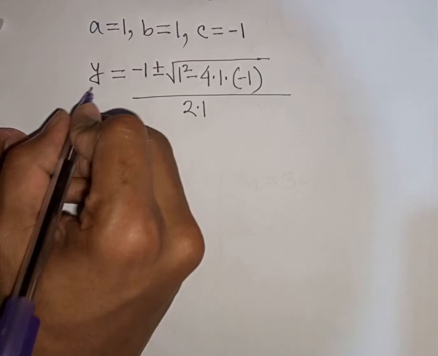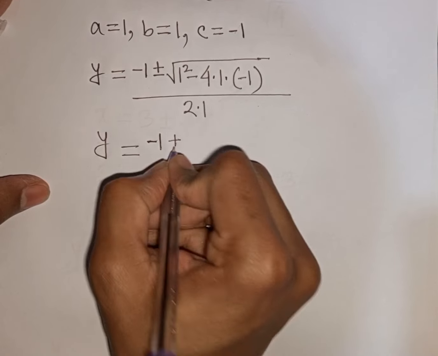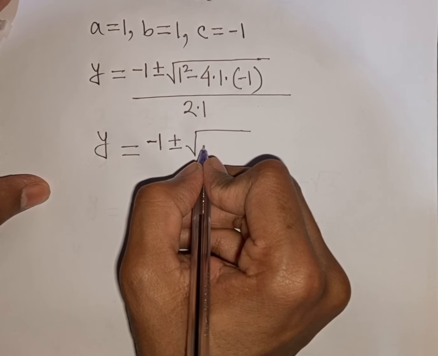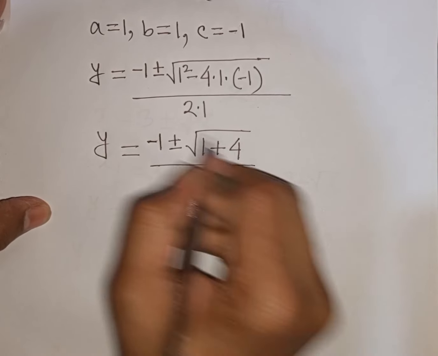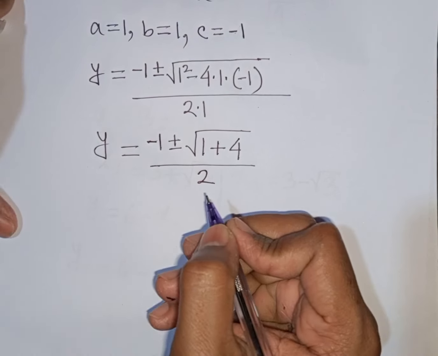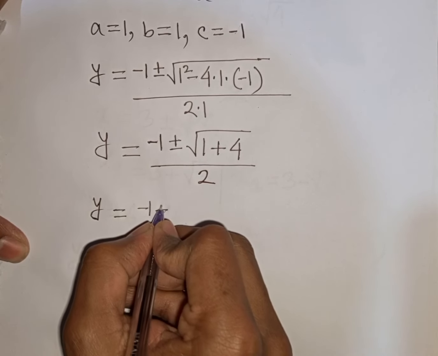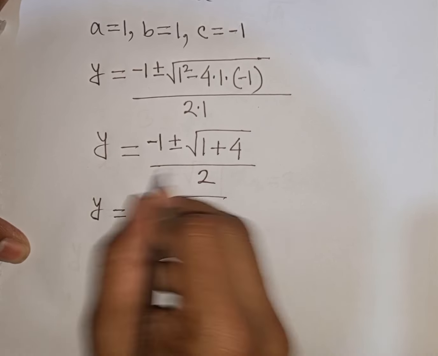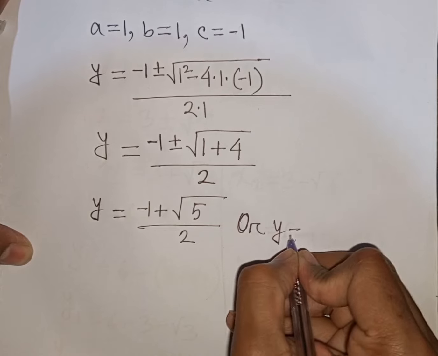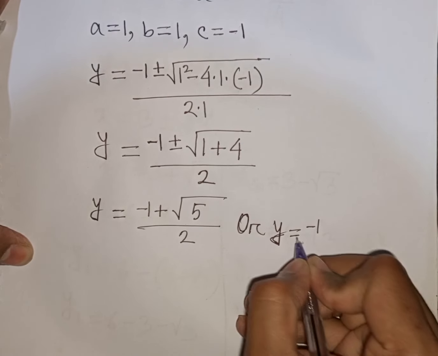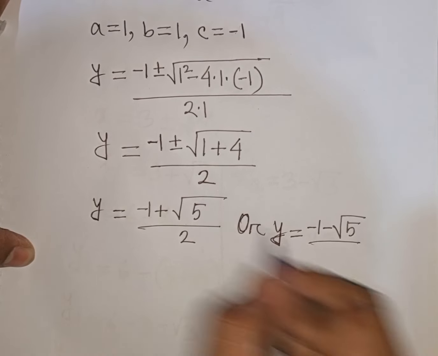Now we can write here y is equal to minus 1 plus or minus a square root of 1 square, which is the same as 1, then minus times minus will be plus, 4 times 1 times 1, that means 4, then divided by 2 times 1, that means 2. Now we see here two cases: y is equal to minus 1 plus a square root of 1 plus 4, that means 5, divided by 2, or y is equal to minus 1 minus a square root of 1 plus 4, that means 5, divided by 2.